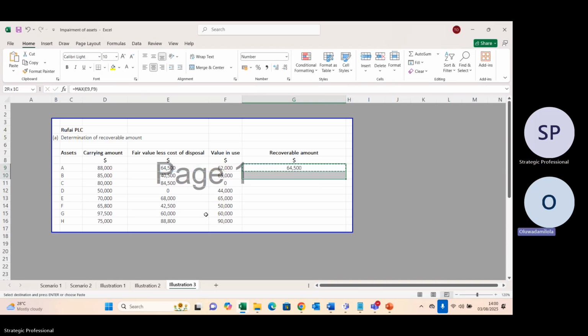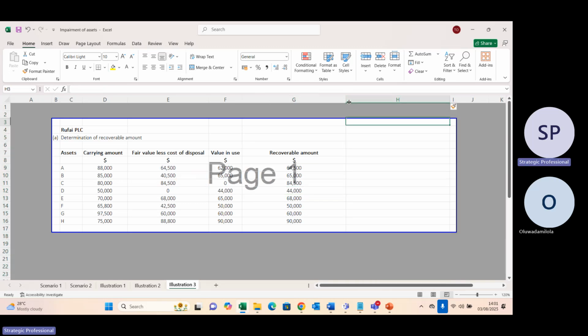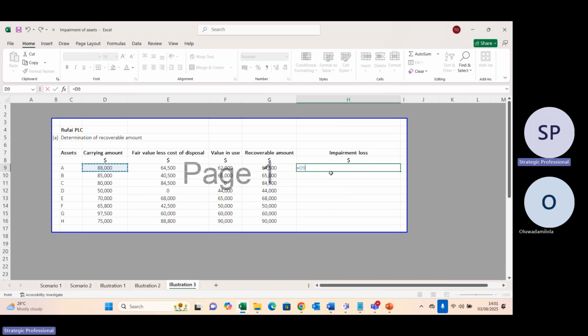The next one, 65,000. 84,500. 44,000, 68,000, 50, 60, and 90. So that's step 2. Then step 3 is our impairment loss, if any. And we already know that IAS 36 tells us that impairment is when your carrying amount is more than the recoverable amount. So we're just going to look at the difference. Carrying amount is 88,000. Recoverable amount is 64,500. Difference is 23,500.